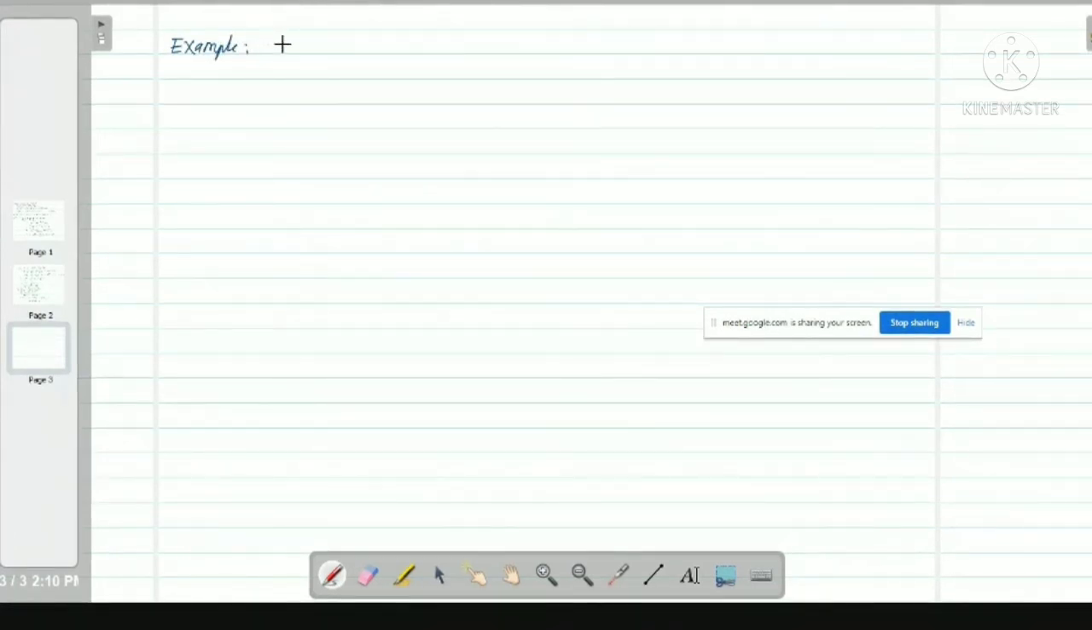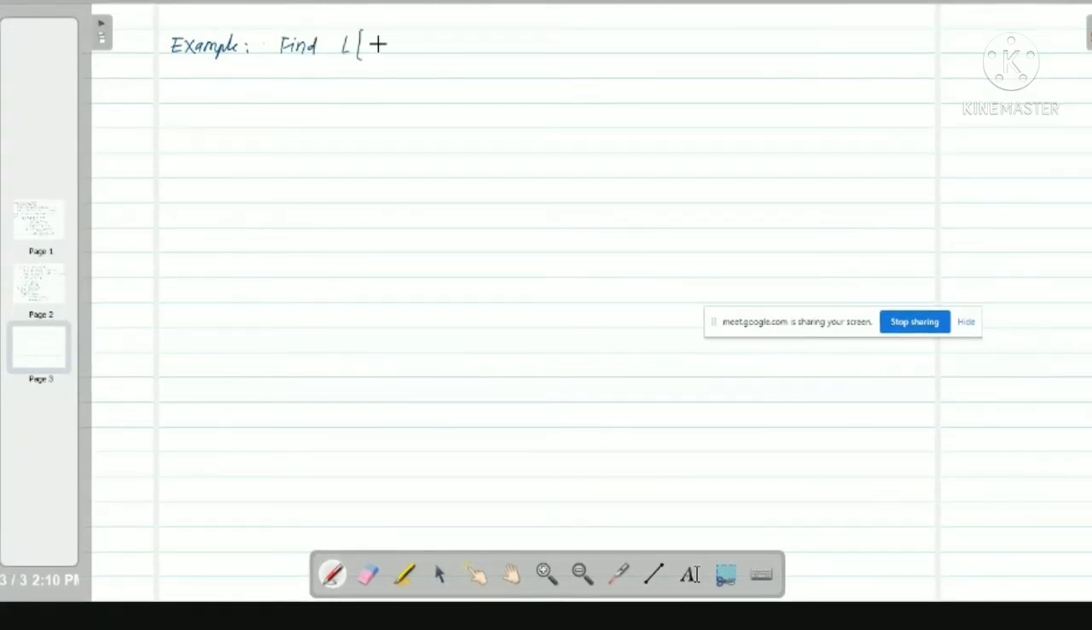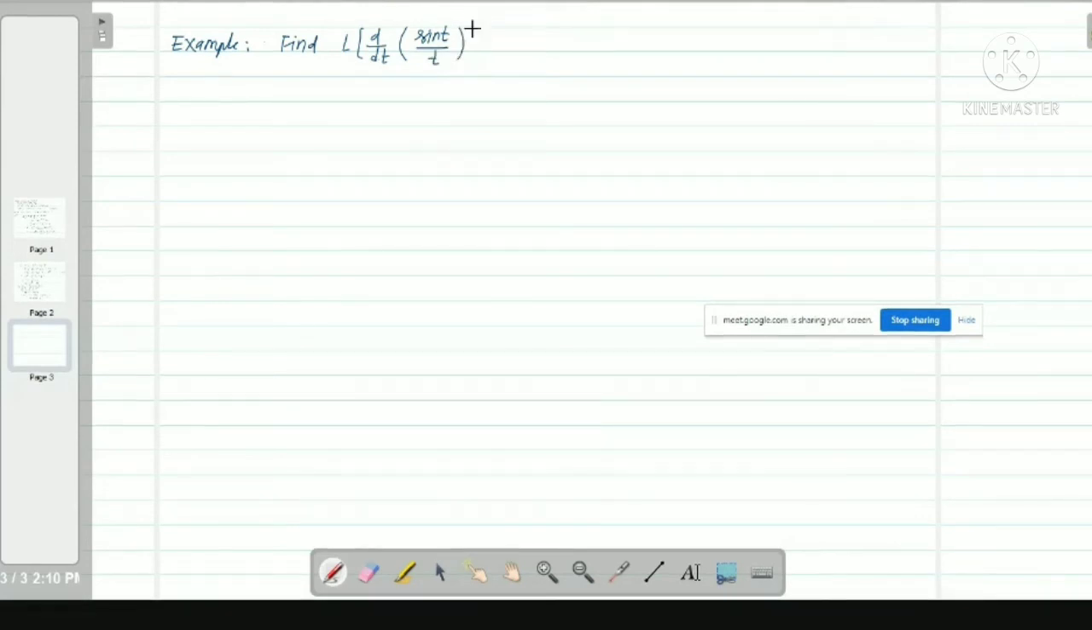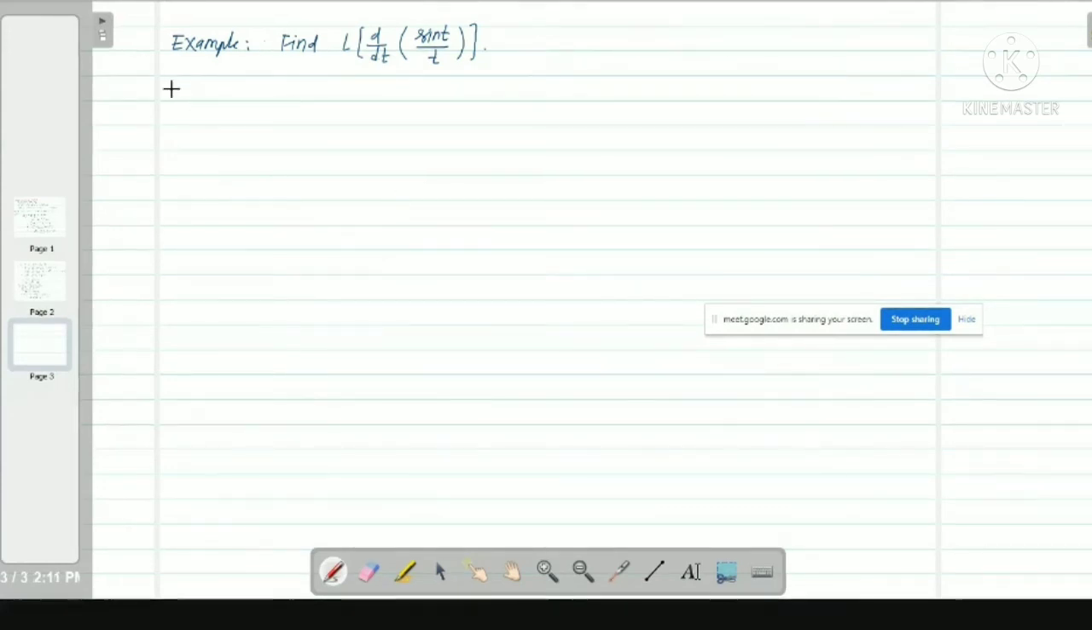Example number 2. Find the Laplace transform of the derivative of the function sin t by t. We have to find the Laplace transform of the derivative of the function. Let us see how to find it.